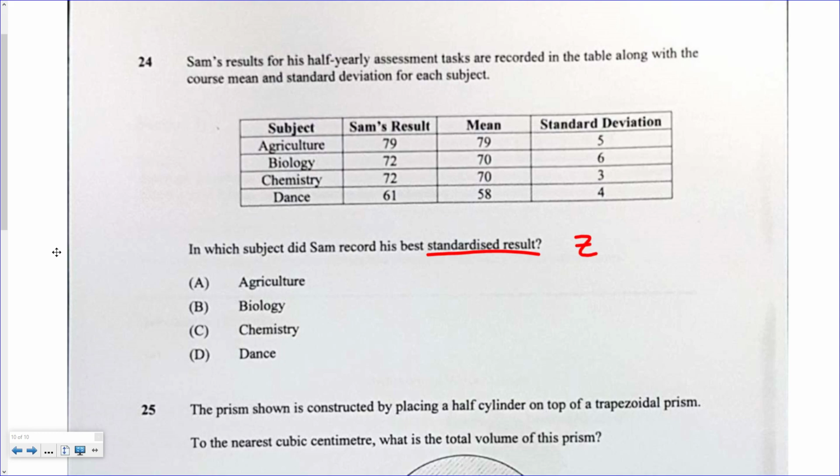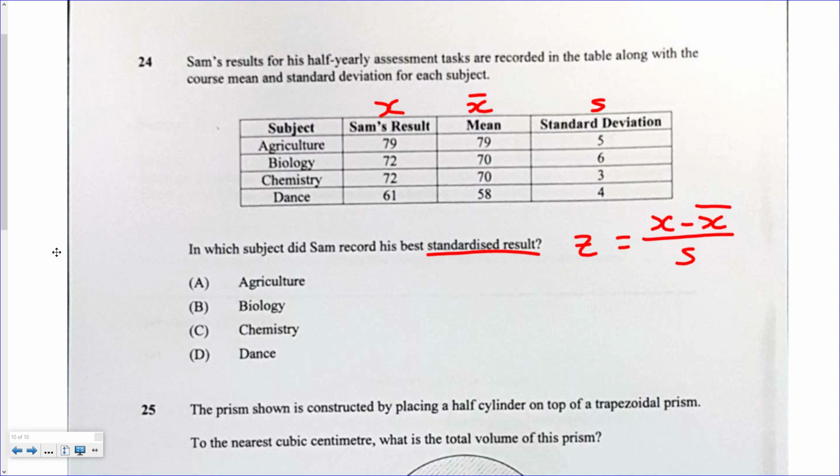And the way that we can find the Z-score is their score, so X, minus the mean, so X bar, over the standard deviation, which is S. And all that information has been told in this table. We're told that Sam's result, so that's the X, we're told the mean, which is X bar, and we're told the standard deviation, which is S.